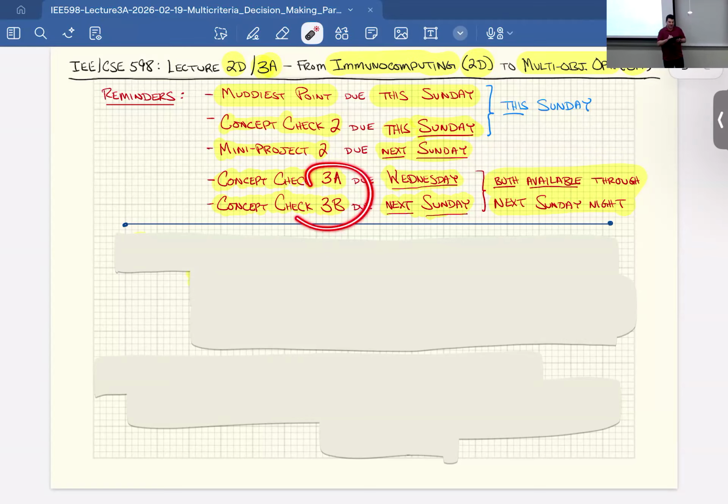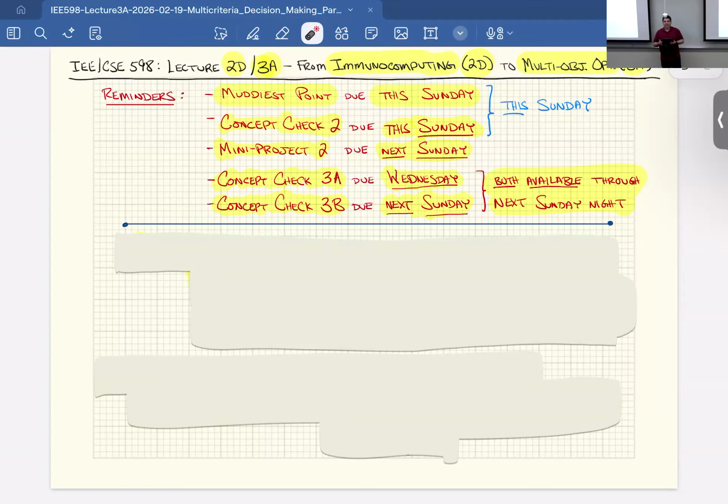So these are effectively due next Sunday, but for those who are trying to go with the pacing that I suggest, the suggested pacing would be 3A by Wednesday and 3B by next Sunday. I doubt we're actually going to get through all the things that I've put in the notes here for today. So if things bleed over into next week, I might bump these a little bit, but this is the plan.